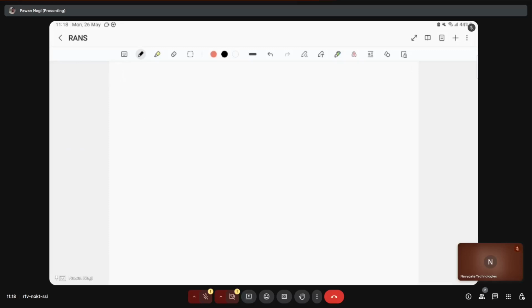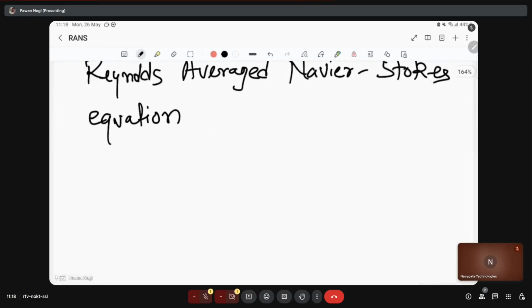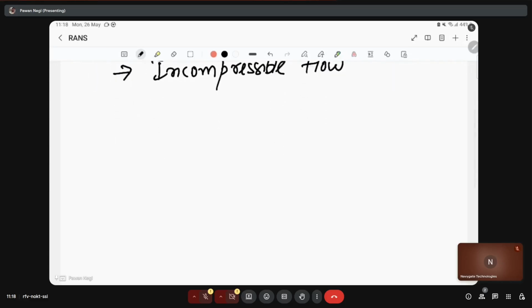Welcome to the first lecture. Here we are going to derive the Reynolds Averaged Navier Stokes equation, and we are going to derive this for incompressible flow. For the incompressible flow, we can write the Navier Stokes equations as follows.